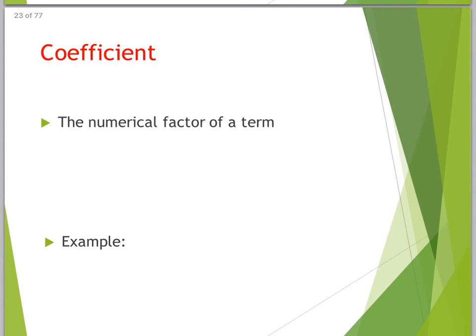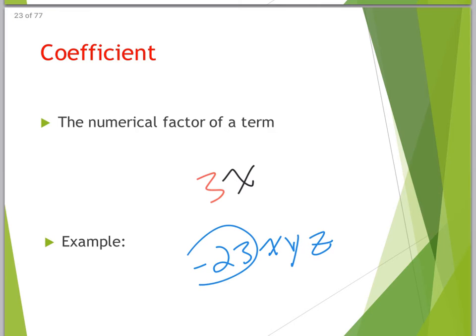Coefficient is the numerical factor of a term. So if I have 3x, that 3 right there is the coefficient, the number in front. Or negative 23xyz. The negative 23, that's your coefficient.